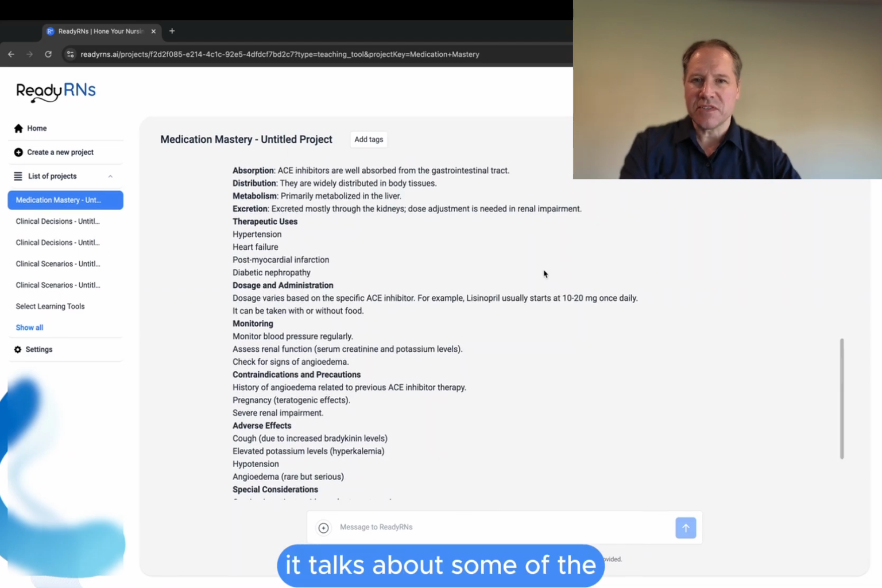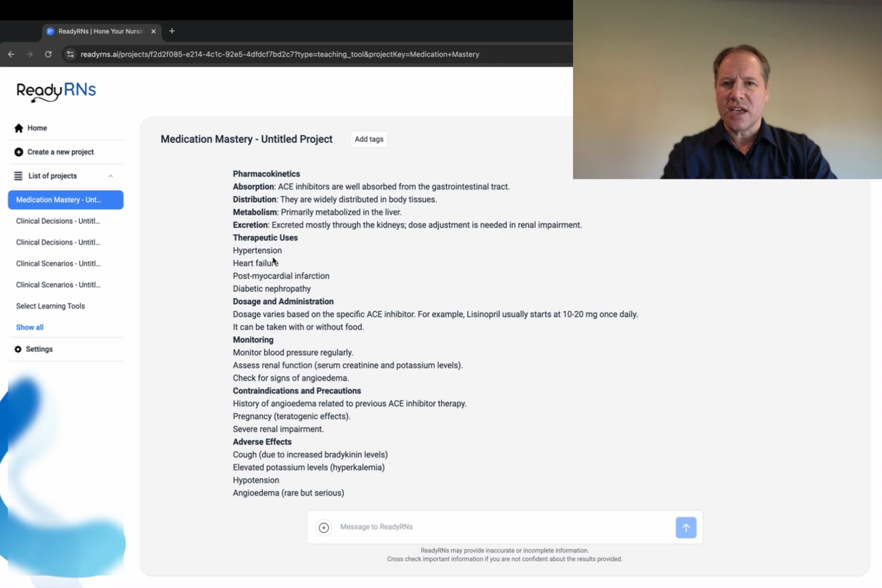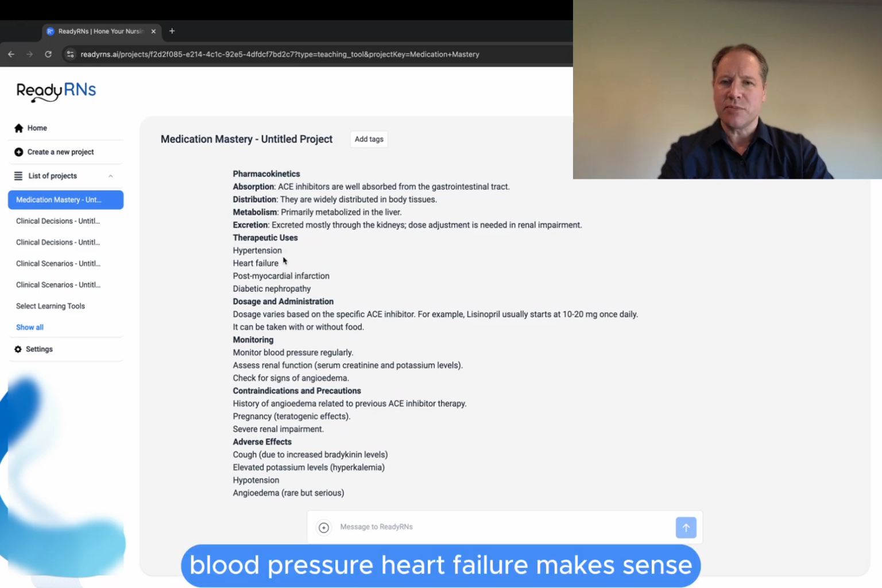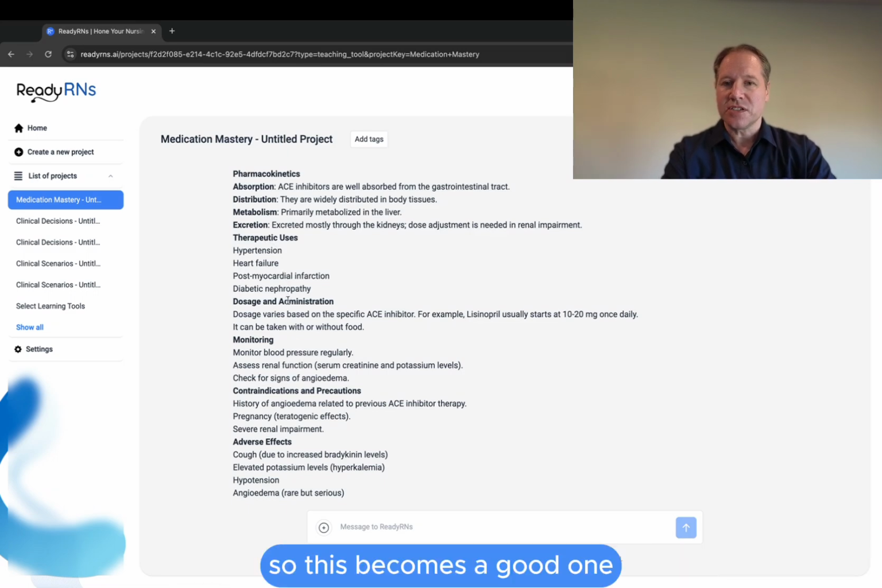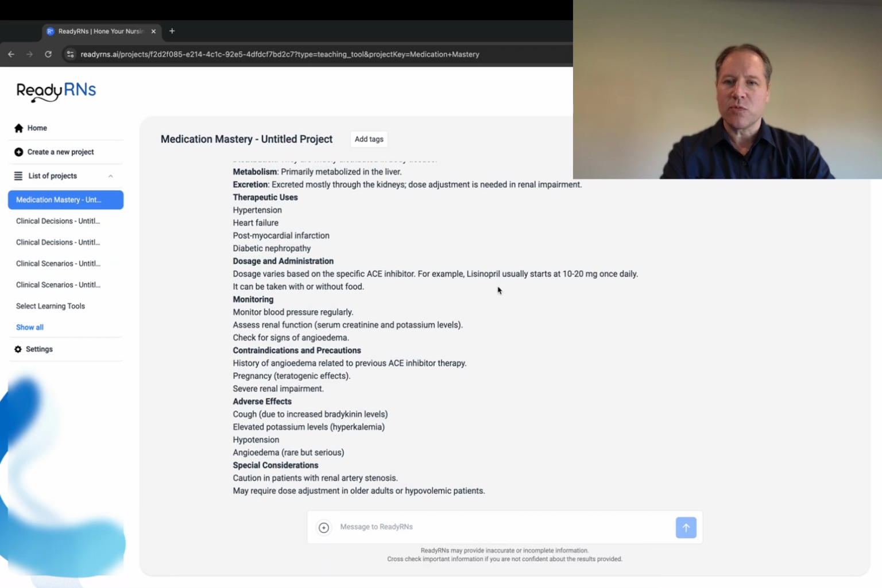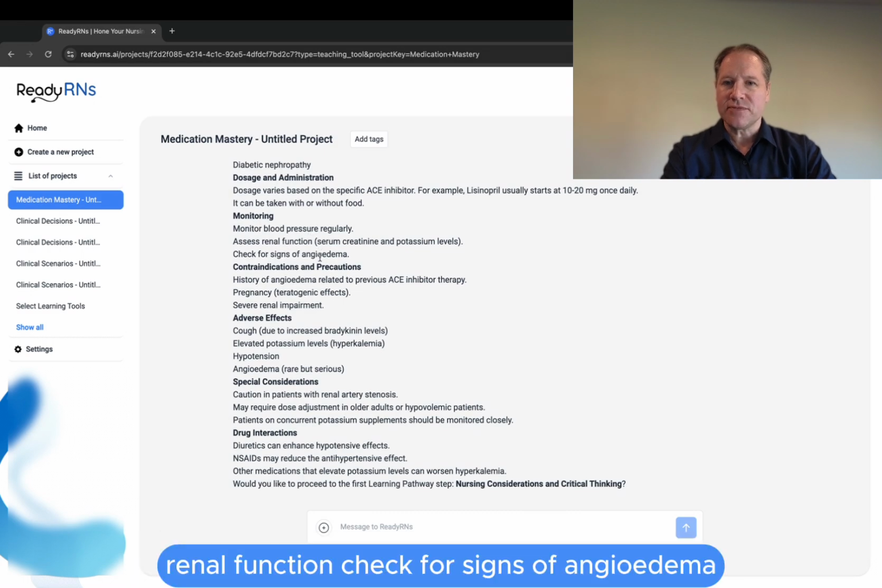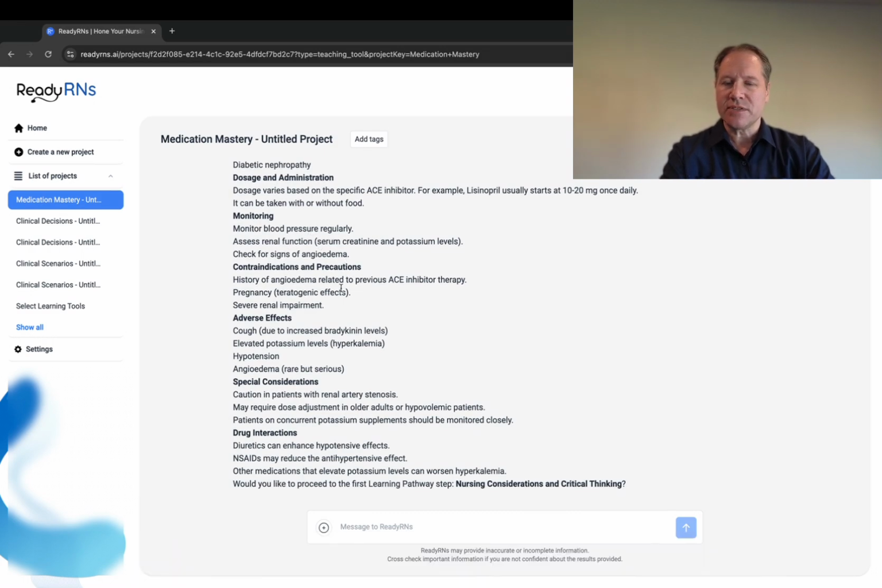It talks about some pharmacokinetics and therapeutic usage. Blood pressure, heart failure, makes sense. If you're having a hard time with your heart, you don't want it to work as hard. So this becomes a good one. Lisinopril is one of the main ones. So you'll want to be monitoring, obviously, for blood pressure, renal function, and checking for signs of angioedema.